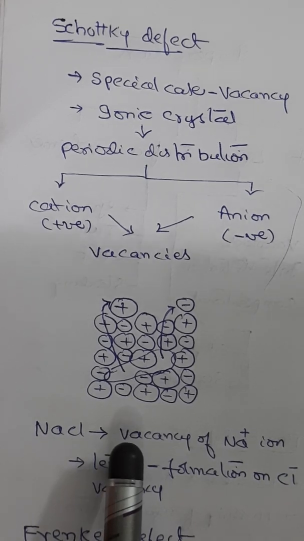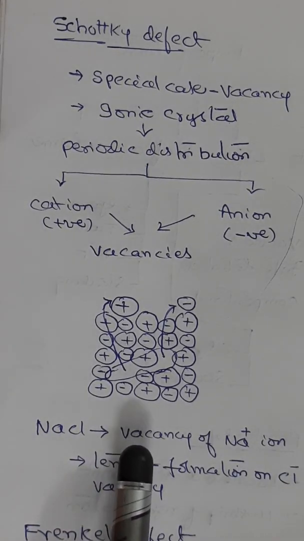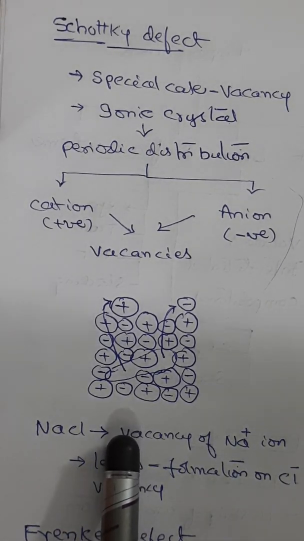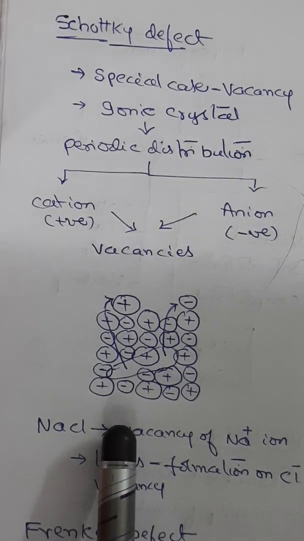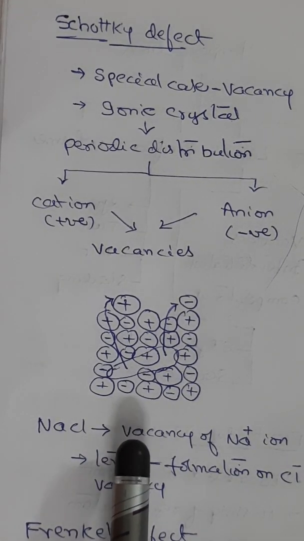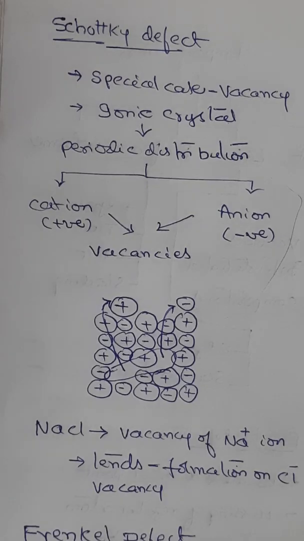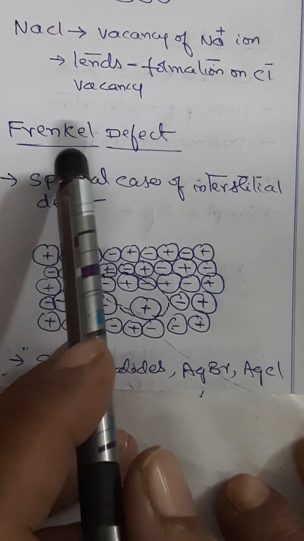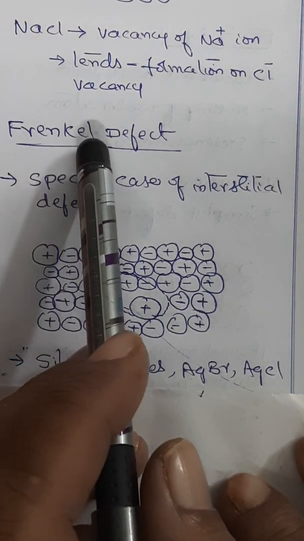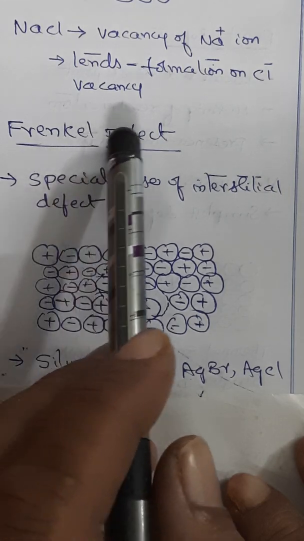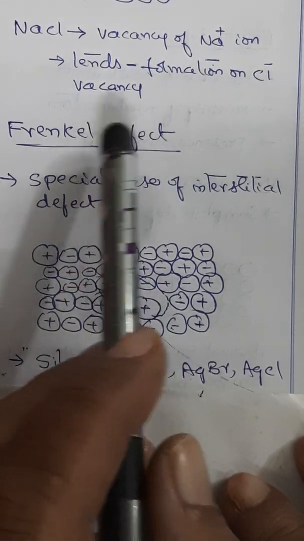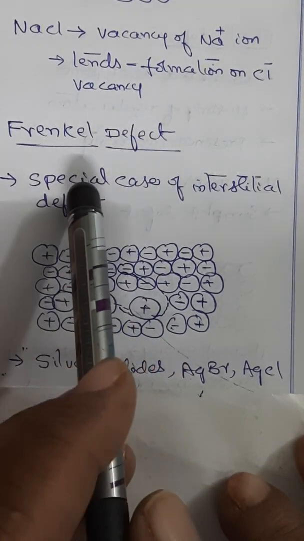Let us understand a special case of interstitial defects, what is known as Frenkel defect. Frenkel defect is a special case of interstitial defect. It comes under point defects only.